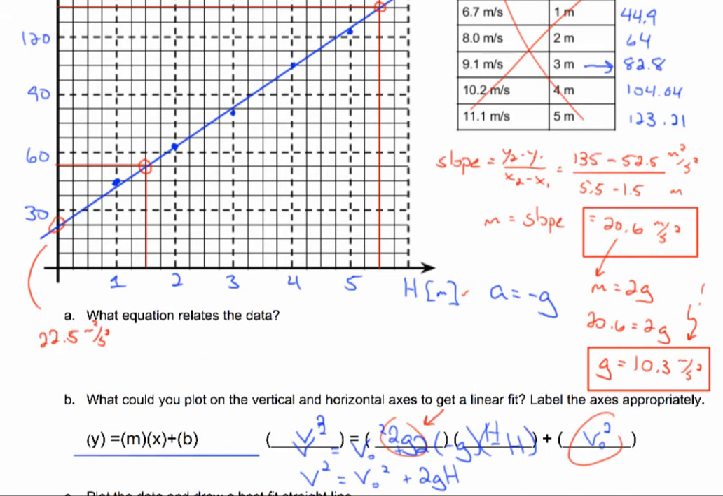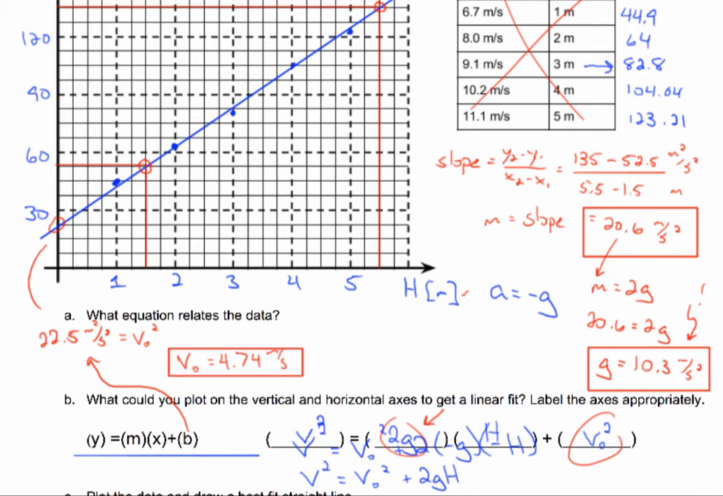So we can get the last question down at the bottom. It says, what's the initial speed? Well, this is equal to v naught squared, because that is the y-intercept. That's the b. So if I take the square root of both sides, I get that v naught is the square root of 22.5, which is about 4.7. So we even got an experimental value for the initial velocity of the object, 4.7 meters per second.